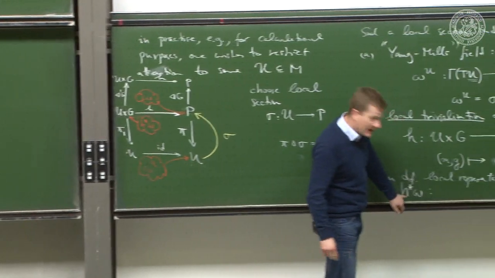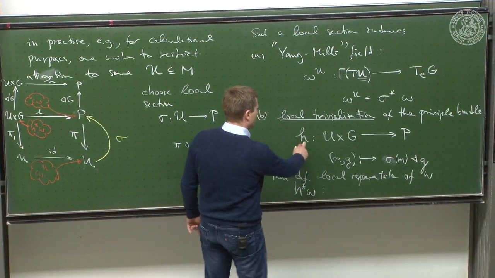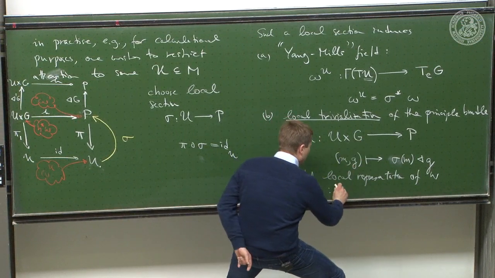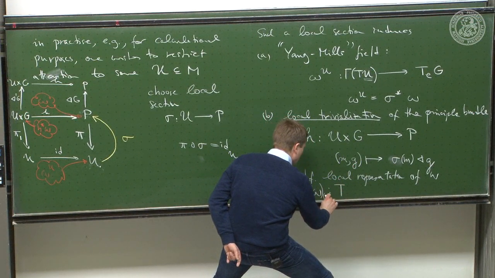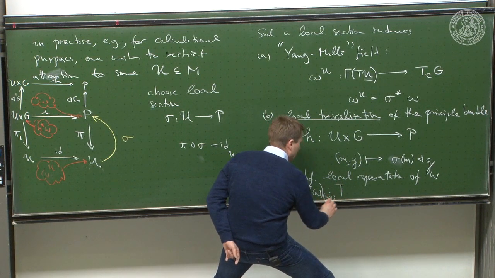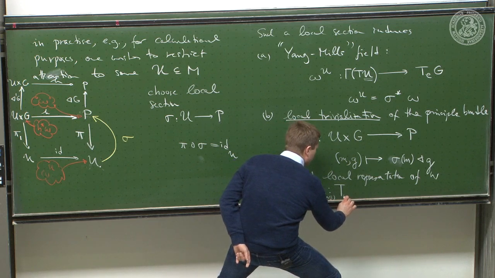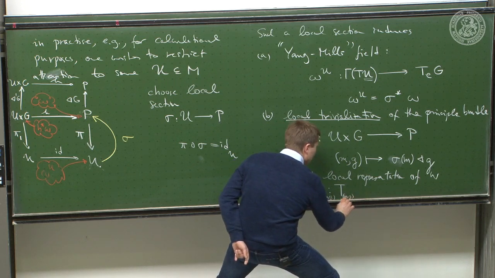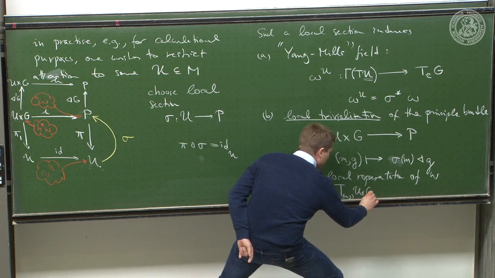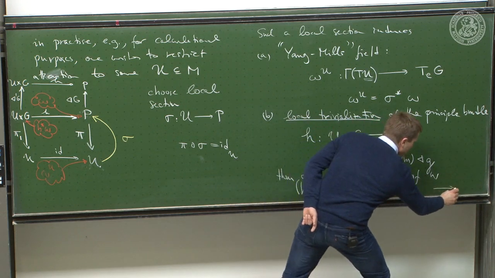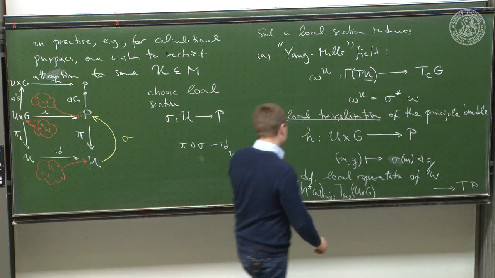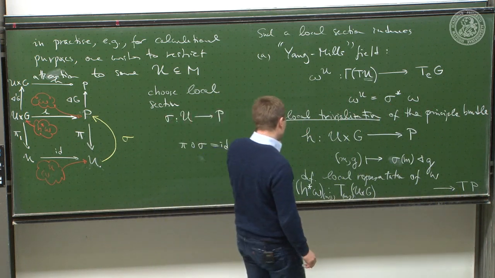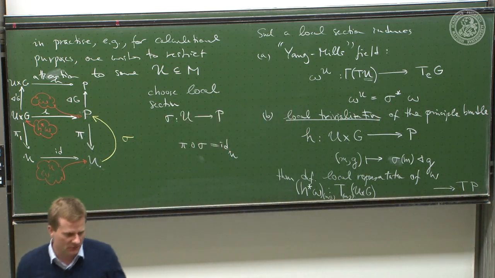I should emphasize here, so here the H star of omega, if H goes from here to here, then the H star of omega, of course, goes from, so at the point M comma G, from the tangent space at the point MG of U cross G. It goes to the tangent space of the H of that, of the P. I'm sorry, it's the pullback, no, it's the pullback. This, I wrote down some push forward, I'm sorry.